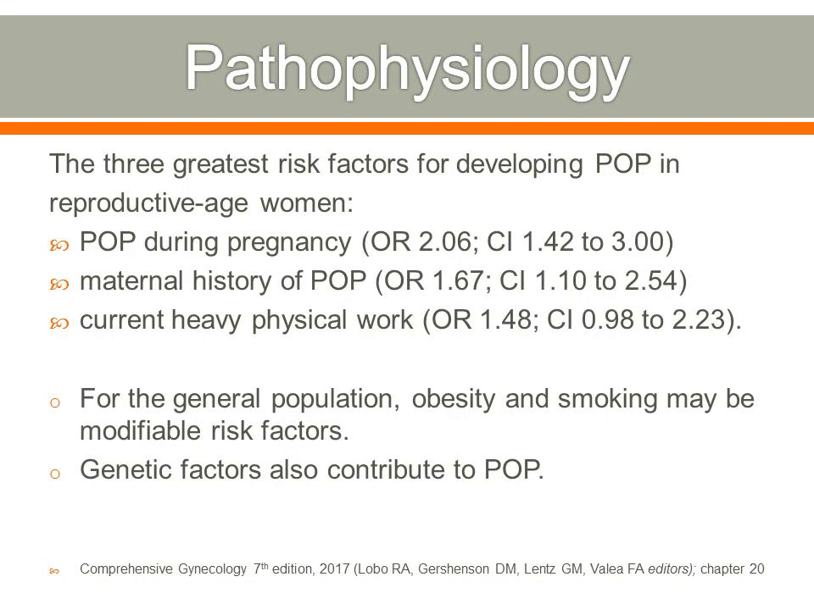The three greatest risk factors for developing pelvic organ prolapse in reproductive age women include POP during pregnancy, maternal history of pelvic organ prolapse, and current heavy physical work. For the general population, obesity and smoking may be modifiable risk factors. Genetic factors can also contribute greatly to pelvic organ prolapse.